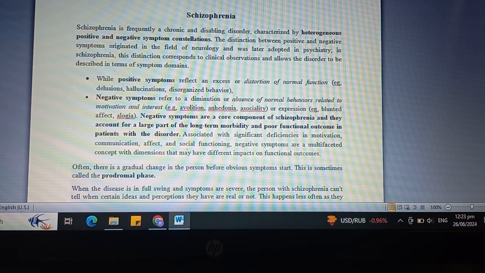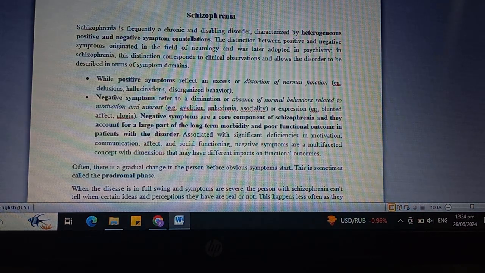It is associated with significant deficiencies in motivation, communication, affect, and social functioning. Overall, the negative symptoms are multifaceted, with dimensions that may have different impacts on functional outcomes. Everyone is not experiencing these symptoms in a similar way. So these are the two symptom groups encompassed in schizophrenia, the positive and the negative constellations. In today's video, we are just focusing on these two: positive meaning adding something, negative meaning taken out or lessening, and the negative ones are the core component of schizophrenia.